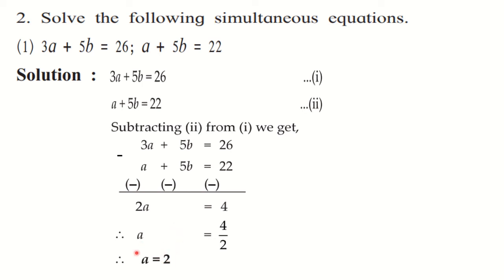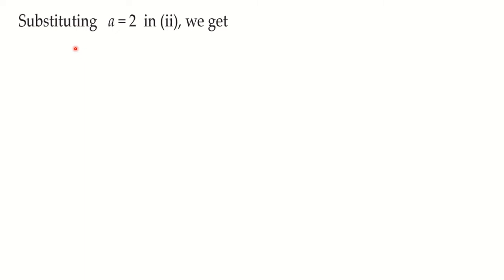So you have to put this value of a in any one equation. Either you can use equation 1 or you can use equation 2. But as I have told you repeatedly, you are going to use the simpler equation. So let us put this value here in equation 2. Okay. Substituting a is equal to 2 in equation 2. So what is equation 2? a plus 5b is equal to 22. This is our equation 2.